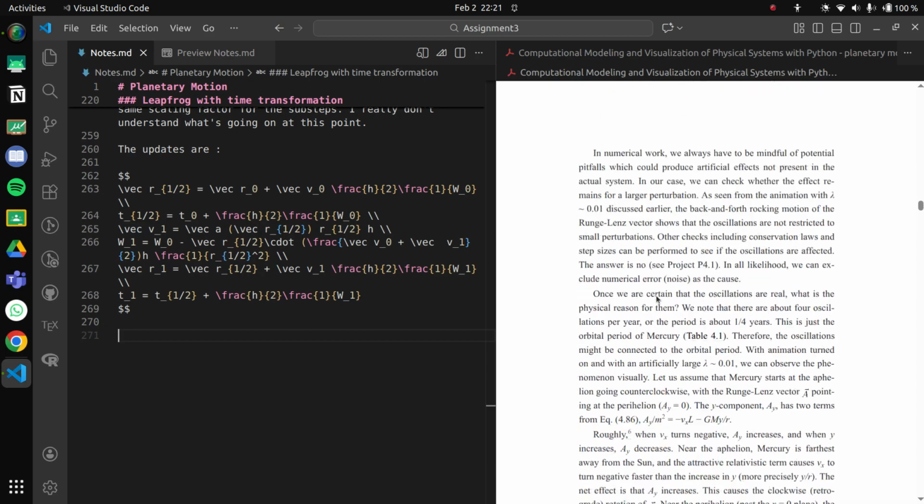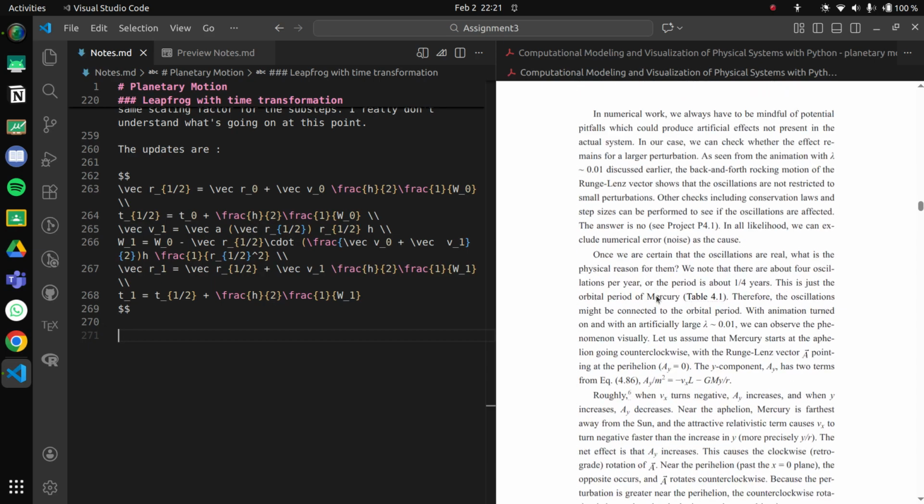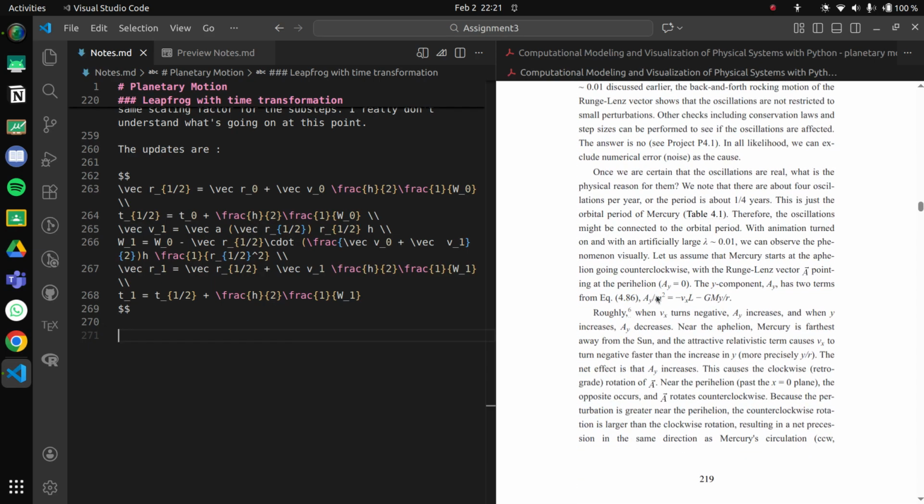Likelihood we can exclude numerical error as the cause. And so certain oscillations are real. What is the physical reason for them? We note that there are about 4 oscillations per year, but the period is about 1/4 year. This is just the orbital period of Mercury. Therefore, the oscillations might be connected to the orbital period.